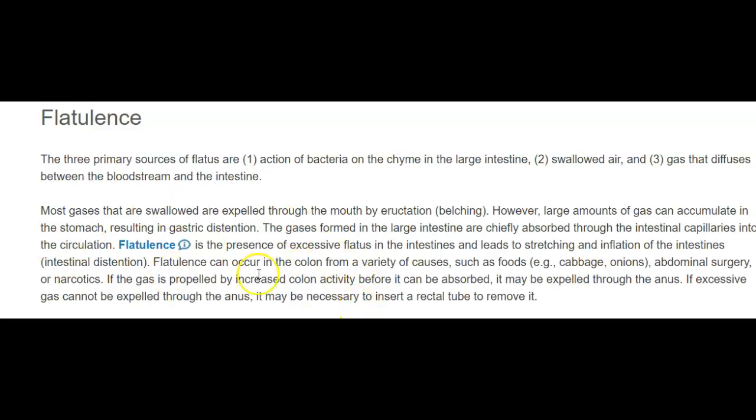Please read this area. The three primary sources of flatus are action of bacteria on chyme in the large intestines, swallowed air, and gas that diffuses between the bloodstream and the intestines. You can educate your patients too at the same time.